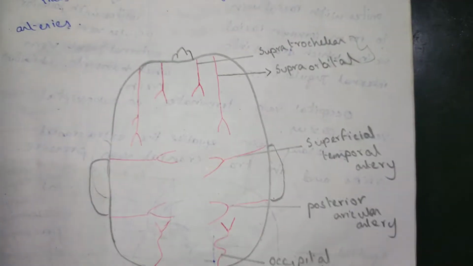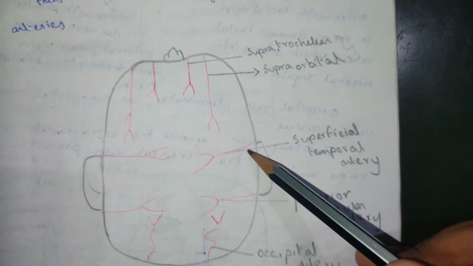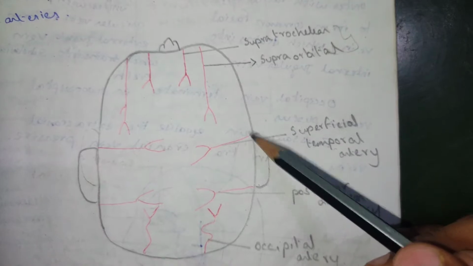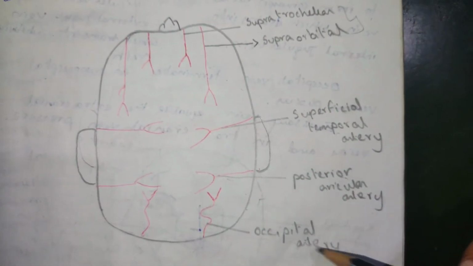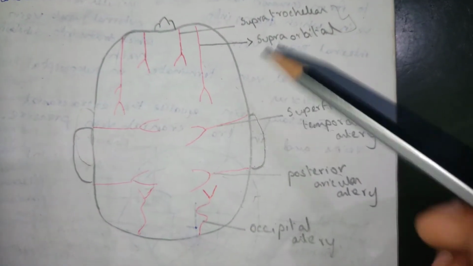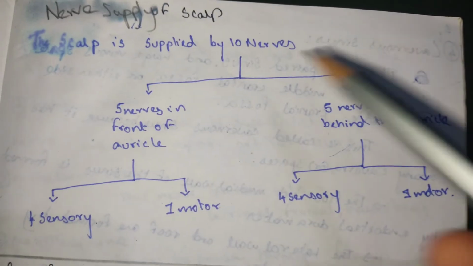Now we will see the image, which shows the supratrochlear and supraorbital arteries, and the superficial temporal artery, which are in front of the auricle. Behind the auricle are the posterior auricular artery as well as the occipital artery. These 2 arteries are present behind the auricle. Now we will see the nerve supply of the scalp.